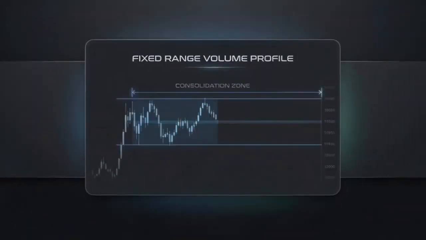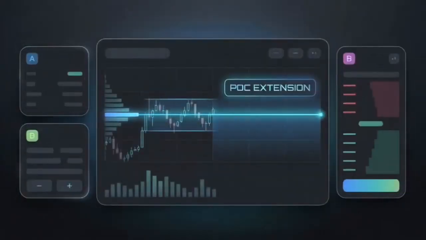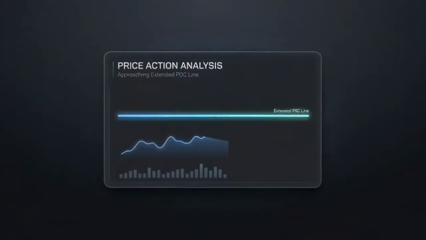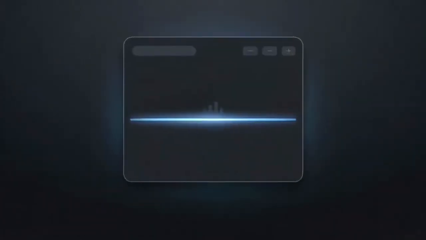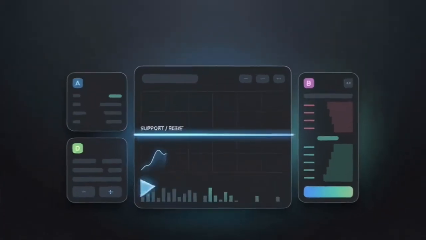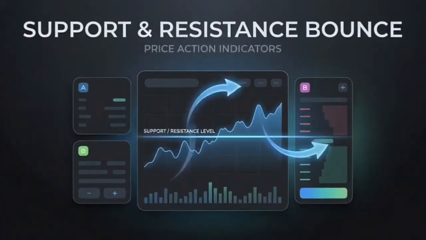Identify a prior consolidation on the 1-hour chart. Apply a fixed range profile to it. Note the point of control. Now watch that price level going forward. When price returns to the point of control of a prior range, 2 things happen. The level has memory from all the volume that traded there previously. It acts as support if price is approaching from below, resistance if approaching from above.